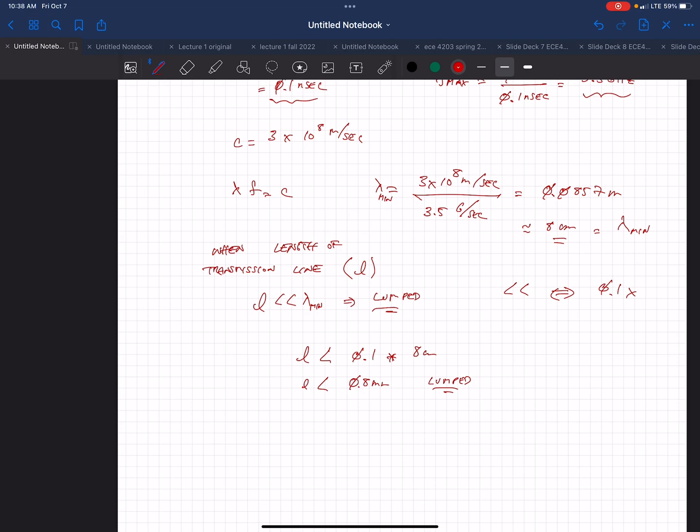You guys see this rule of thumb. That's why I think it's important, because this is a question you'll run into: when do I get into this complex calculation?